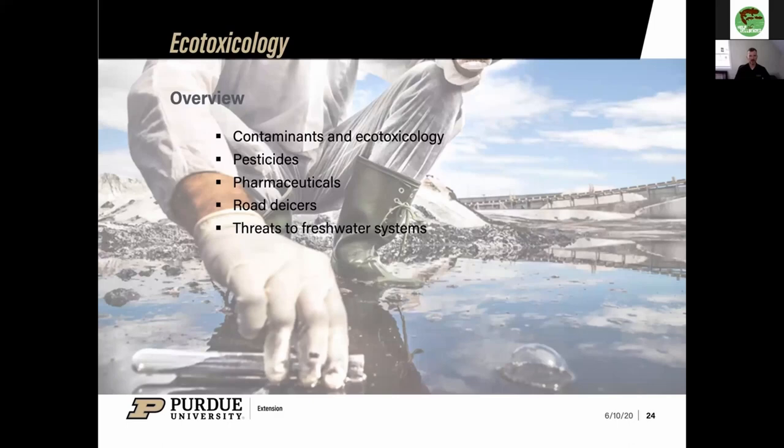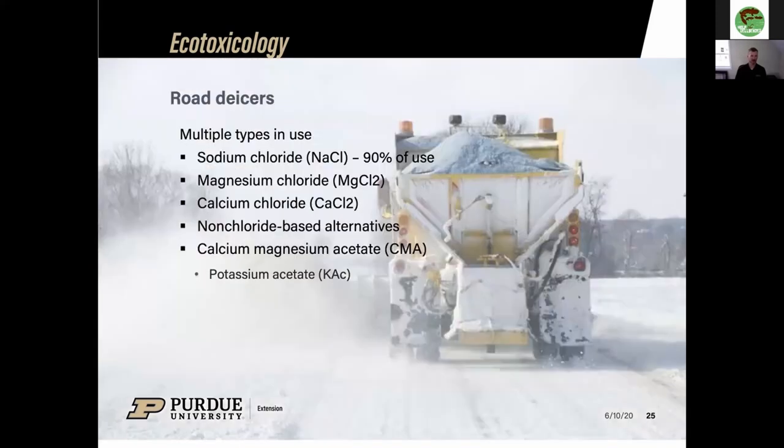Okay, so this brings us to our third example, which is road de-icers. Again, another contaminant that students might not think about once it comes off that truck in the wintertime. So again, road de-icers, there are multiple types in current use, including sodium chloride, which basically accounts for 90% of total usage. But there's a variety of others that you can read here.